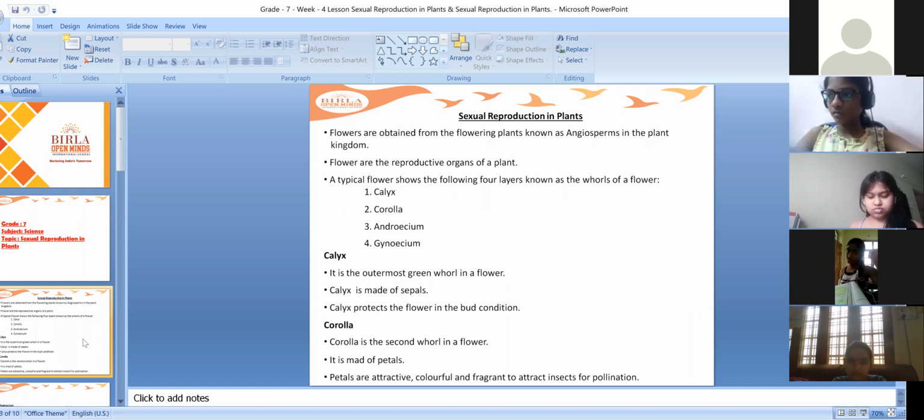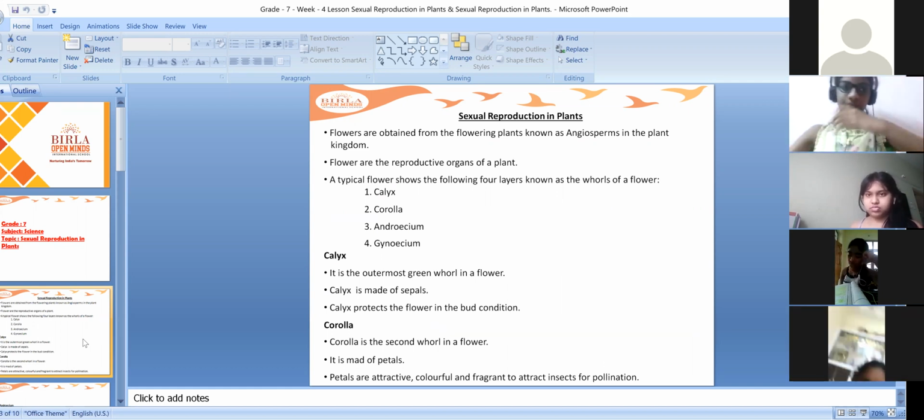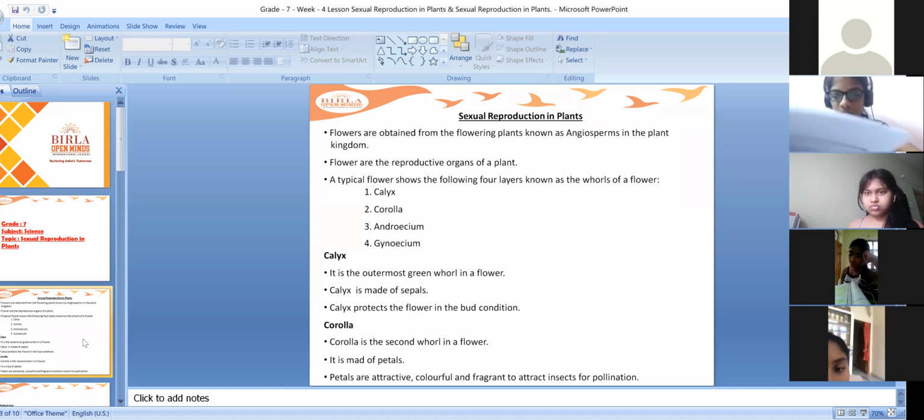So we all know that there are so many flowers. They are really very beautiful and colored flowers. Angiosperms are the plants which have flowers. The flowering plants are called angiosperms.